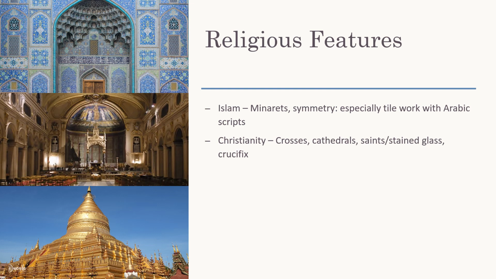We would see saints and stained glass windows, a crucifix somewhere. Gargoyles are prevalent, right, to ward off spirits as well. In Buddhism, what we see are domes or a stupa, oftentimes a Buddha statue. Again, symmetry, gold and red, kind of prevalent colors that exist in a lot of regions as well.